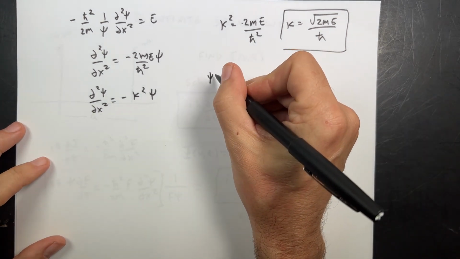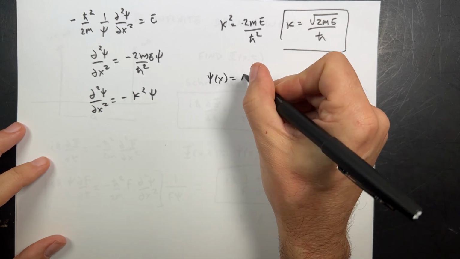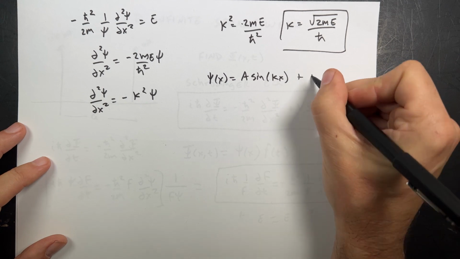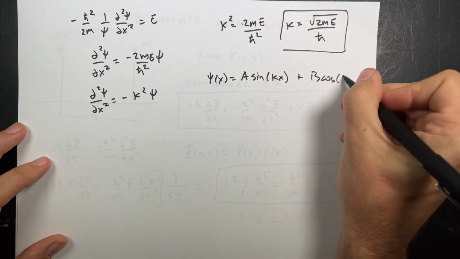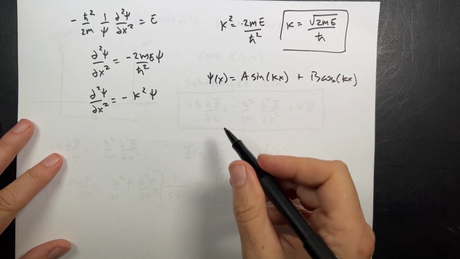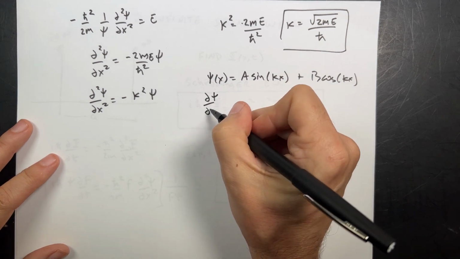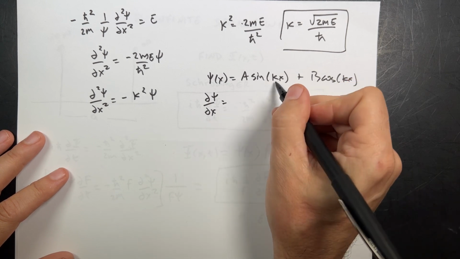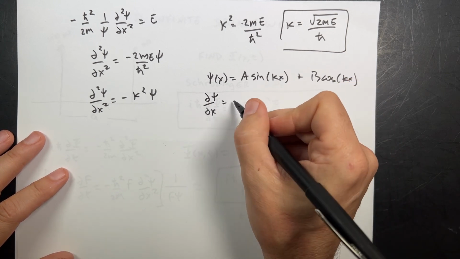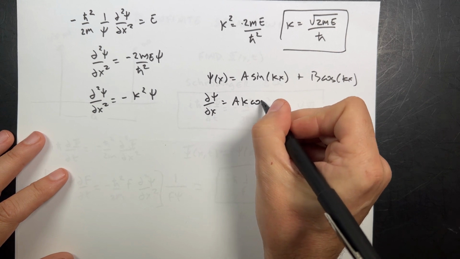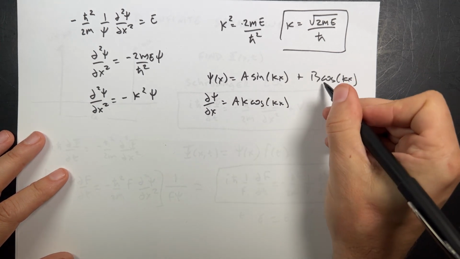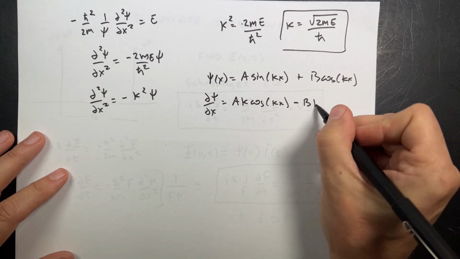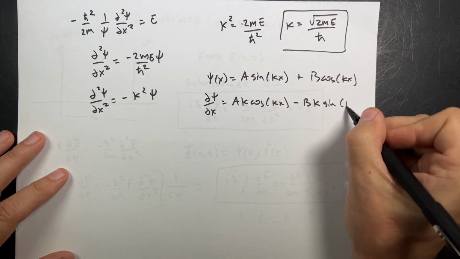I'm going to guess psi of x is a sine of kx plus b cosine of kx. And let's just show that this does indeed work. If I take the partial of psi with respect to x once, I get the derivative of sine is cosine, but then I have to take the derivative of the inside. I get a k cosine kx, and the derivative of cosine is negative sine, so I get negative b k sine kx.